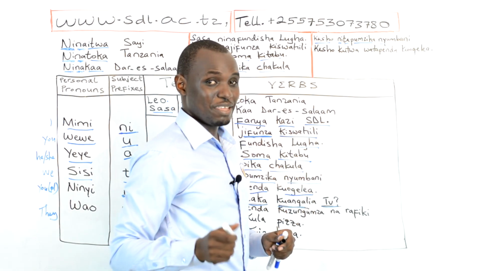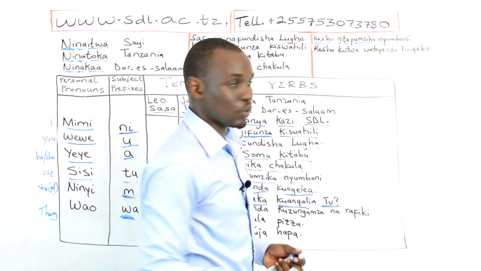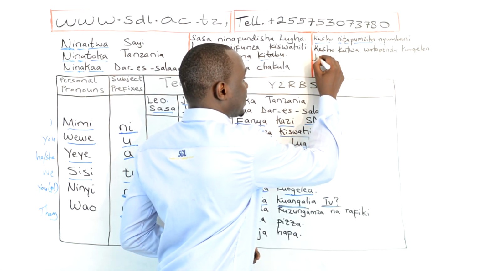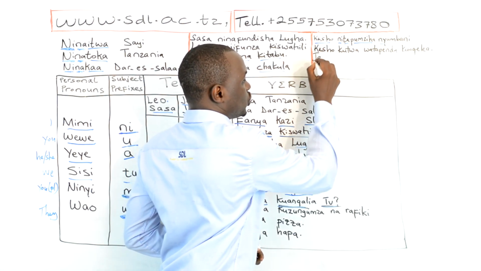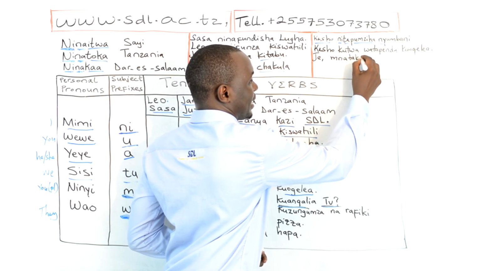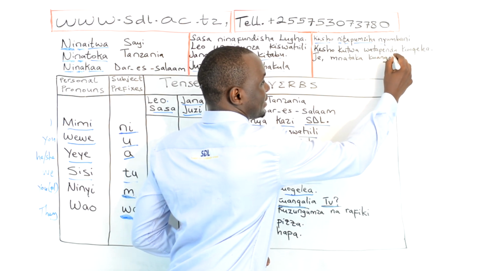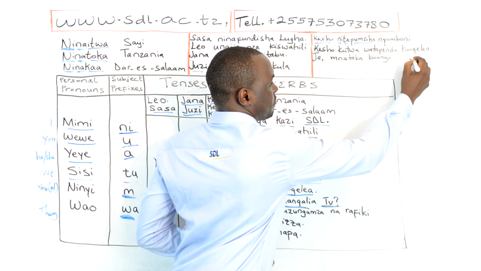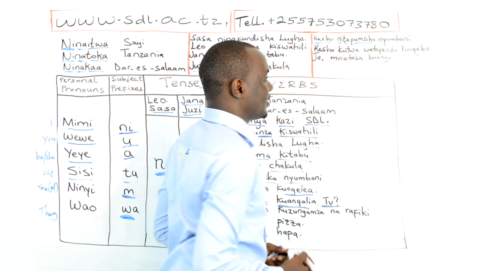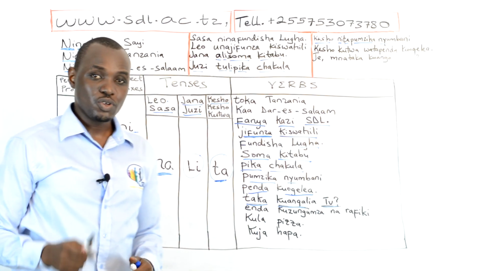So in Swahili, when you ask a yes or no question, it's better to start with J. So J, mnataka kuangalia TV? That's it.